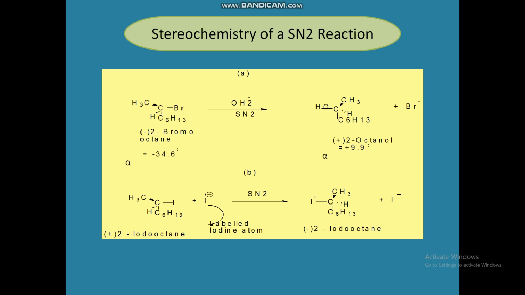The Walden inversion of SN2 reactions is also proved by an isotopic labeling experiment. See equation B. When 2-iodooctane is allowed to react with a solution of potassium iodide containing labeled iodine, it is observed that the rate of iodine exchange was twice the rate of loss of optical activity. It proves that SN2 reaction backside attack occurs. Otherwise, loss of optical activity cannot be justified.